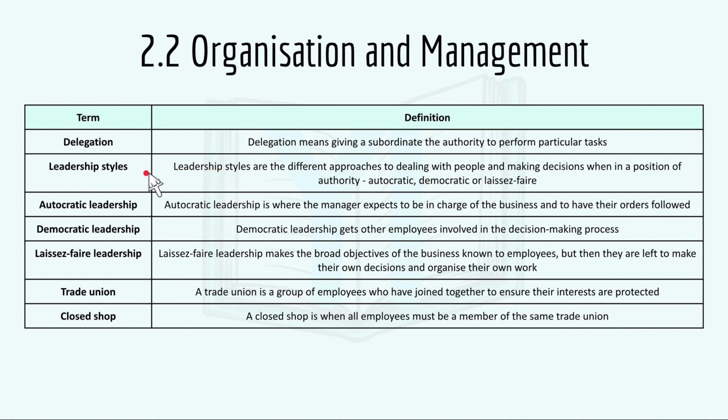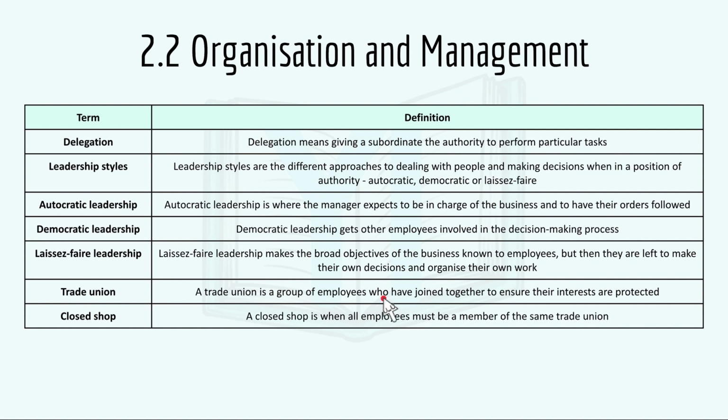Leadership styles are different approaches to dealing with people and making decisions when in a position of authority, which include autocratic, democratic and laissez-faire leadership. Autocratic leadership is when the manager expects to be in charge of the business and have their orders followed, like a communist country. Democratic leadership gets other employees involved in the decision-making process. And laissez-faire leadership makes the broad objectives of the business known to the employees, but then the employees are left to make their own decisions and organize their own work.